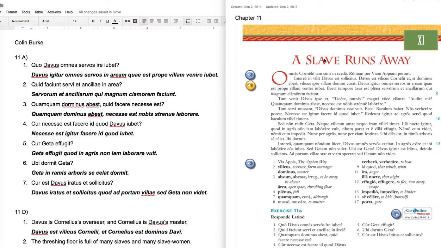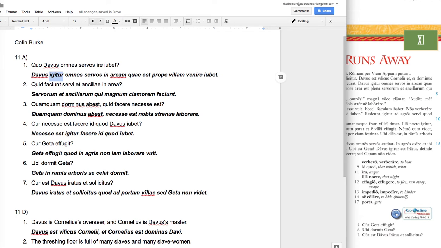Let's see. The story is about the Geta, the runaway slave, and the first question in 11A asks, "Where does Davus order all the slaves to go?" And Colin says Davus orders all the slaves to come onto the area or the threshing floor, which is near the villa. If I were Colin, I would lose the igitur here. That's sort of contextual, which is not necessary in this sort of context. Again, think about the best way to answer the question. Don't pull everything out of the story if you don't need to. Show that you understand that igitur is an unnecessary word in this question. But otherwise, it's fine.